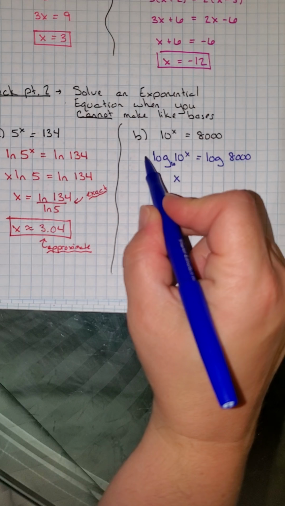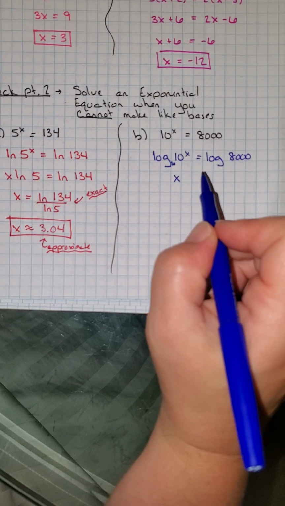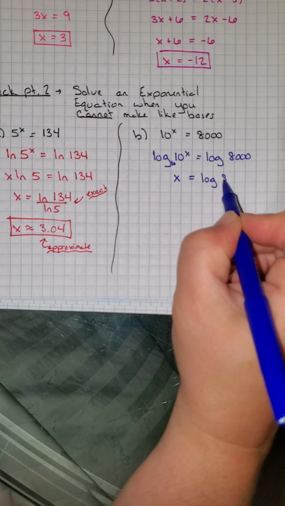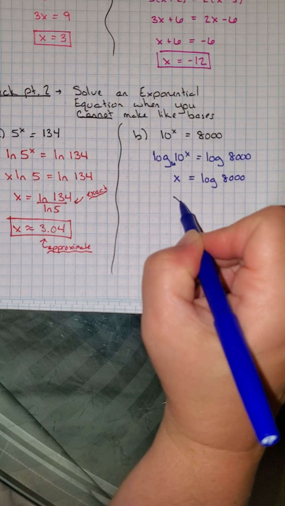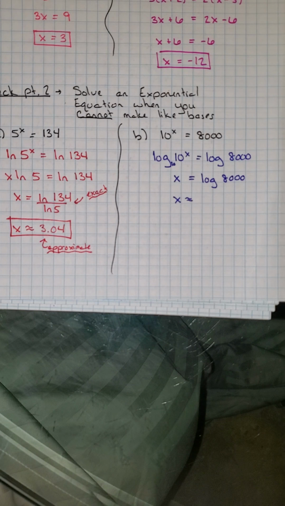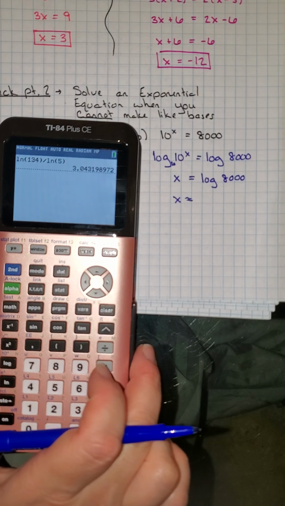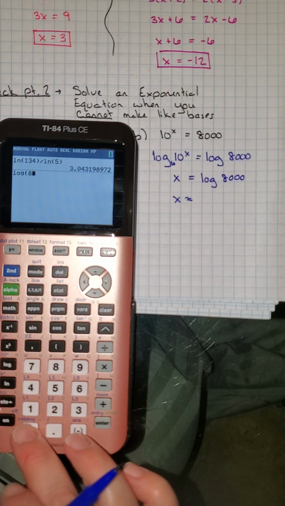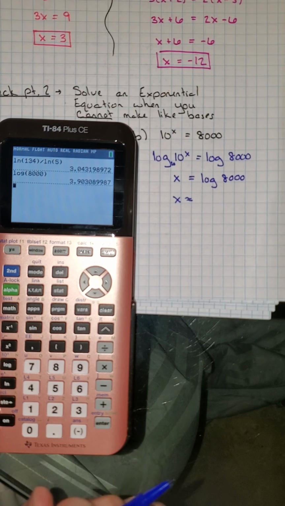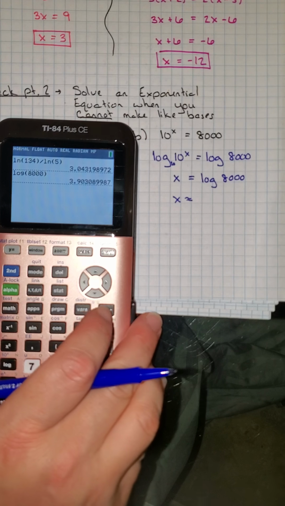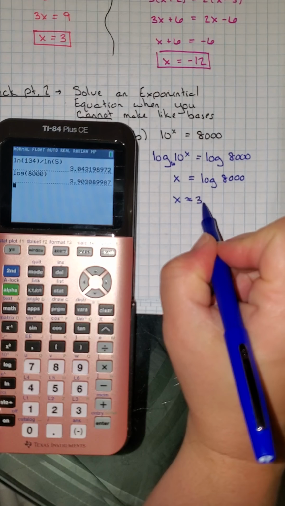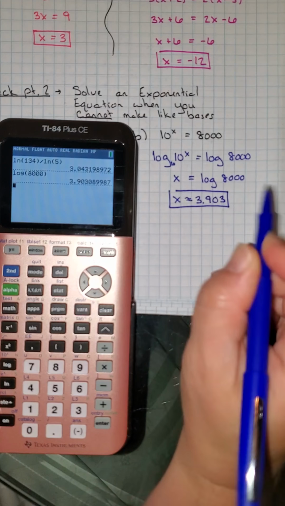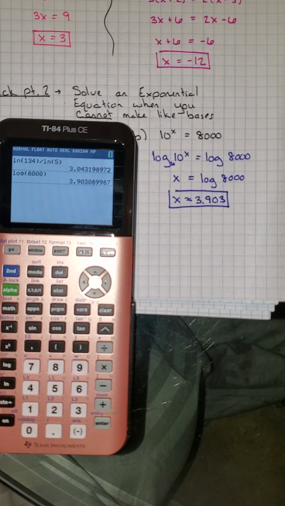You can bring the x down in front and then this equals 1 if you want. Or just know that that kind of cancels out. X equals the log of 8,000. That would be your exact answer. For your approximate answer on this one, you could just type in regular log and then 8,000 and you get 3.903. And that's your approximate one.